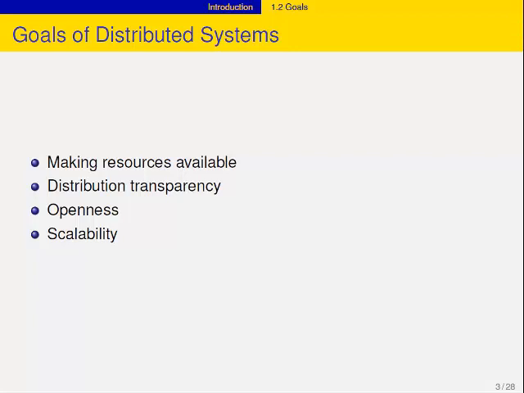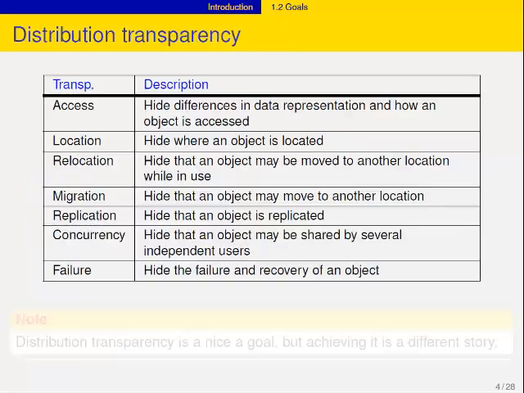And making resources available, yeah, it's kind of obvious, isn't it? Now the distribution aspect and the transparency is actually a very important one.